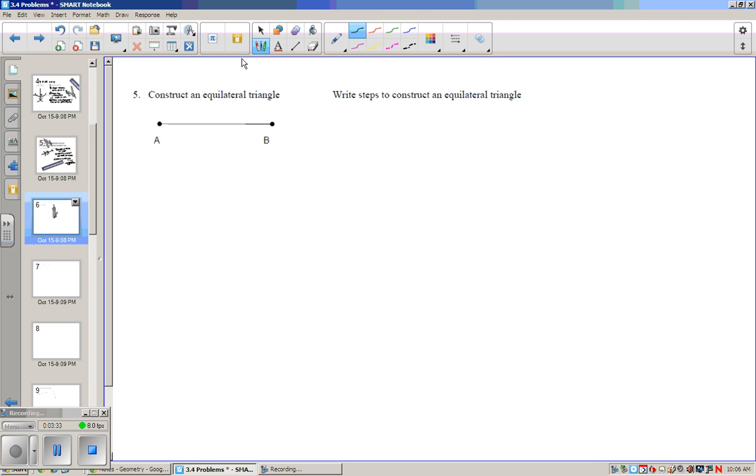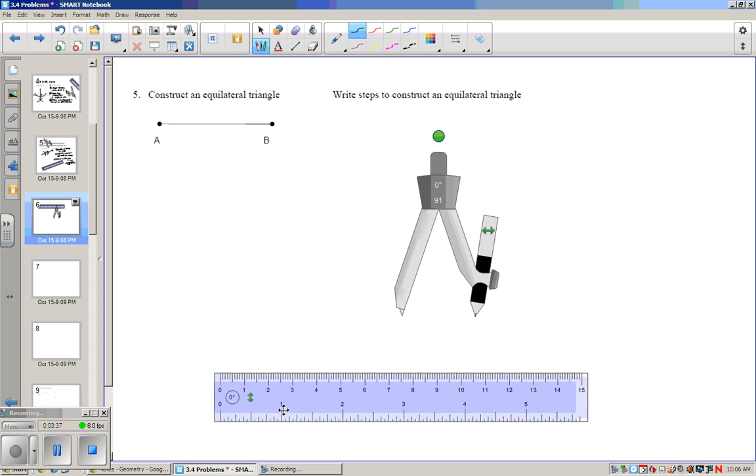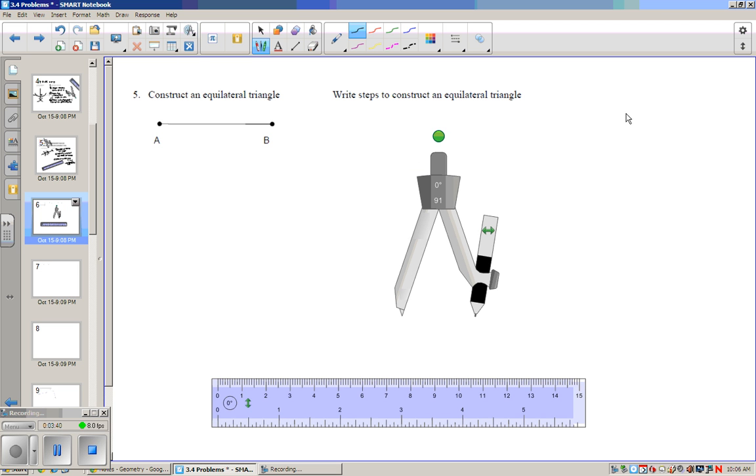What I want you to notice is in an equilateral triangle, if I were just going to do a rough sketch over here, an equilateral triangle means all sides are equal, and also that means all the angles are equal to 60 degrees. So when it says construct an equilateral triangle, that's really the same thing as constructing a 60-degree angle. So if I ask you to construct an equilateral triangle, or a 60-degree angle, you're going to follow the same steps we do after this.